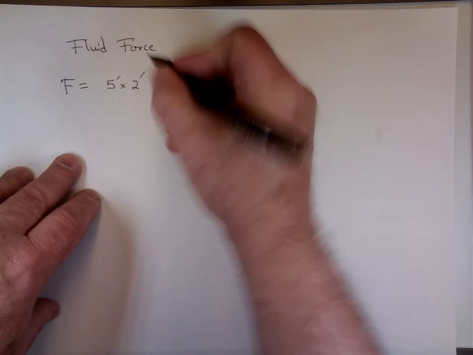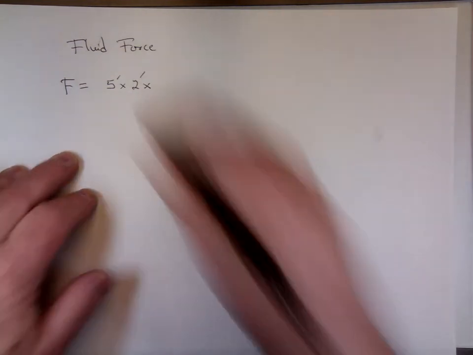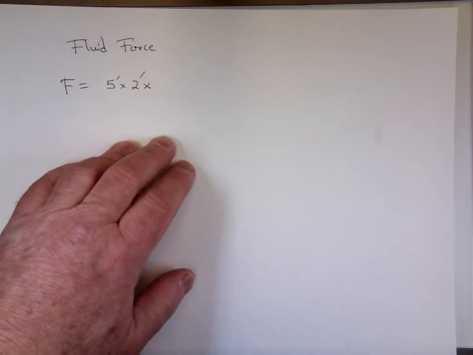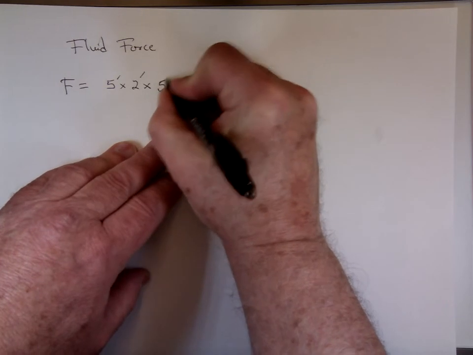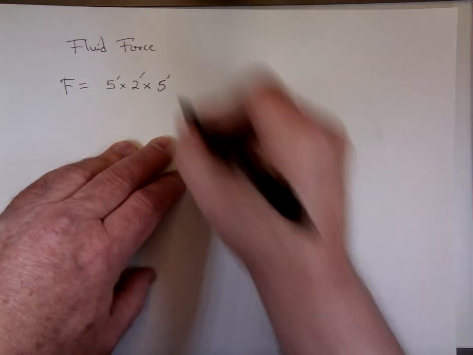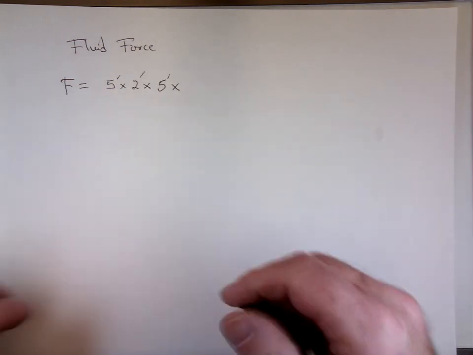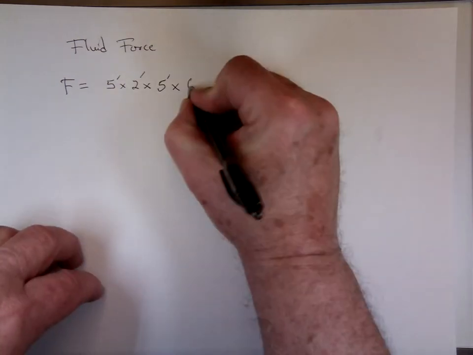The depth of the table, I said, was 5 feet underneath the water, 5 feet below the top, times the density of water. And let's say the water is 62.4 pounds per cubic foot. That's the density of water. We'll just say 60, okay? This is 60 pounds per cubic foot.